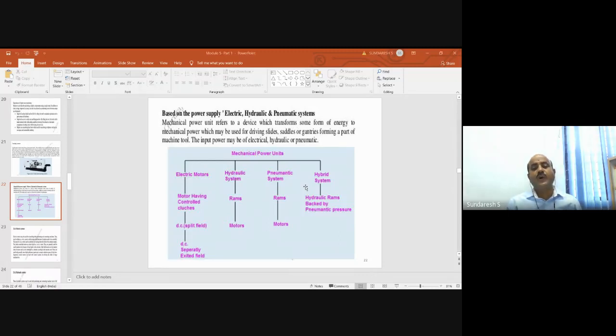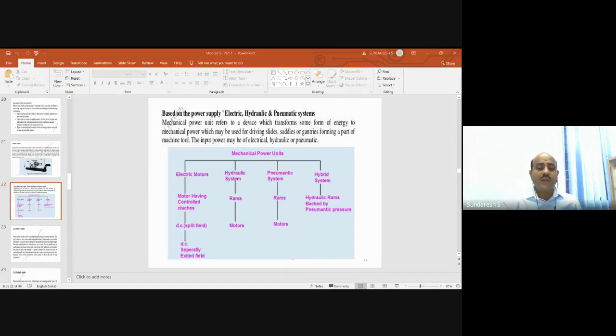So the energy that you input to the machine may be in the form of electrical, or hydraulic, or pneumatic, right? This is the classification they have shown for the mechanical power units: electric motors, hydraulic system, pneumatic system, and hybrid system.